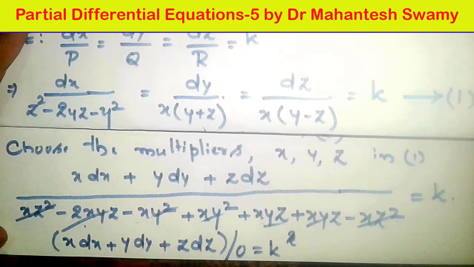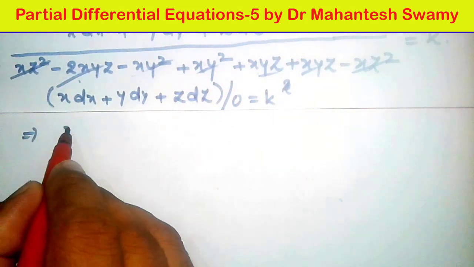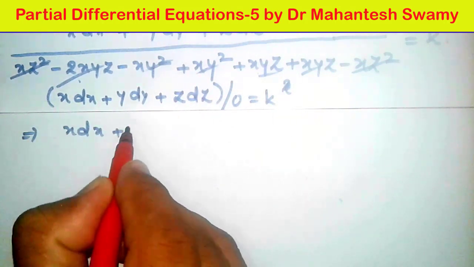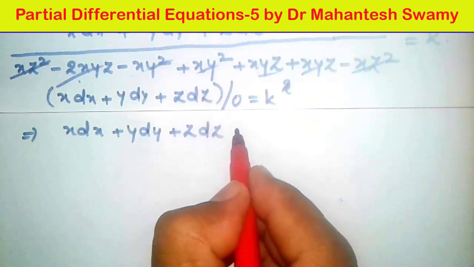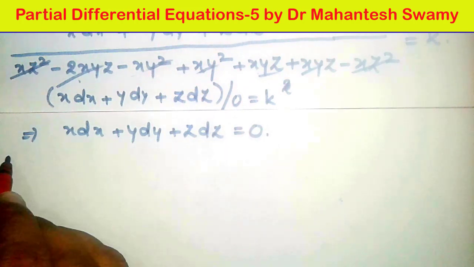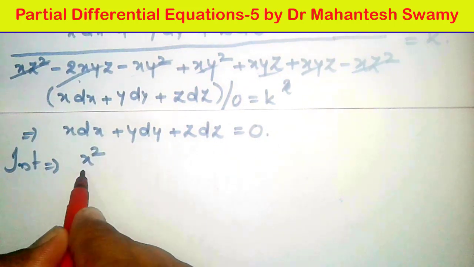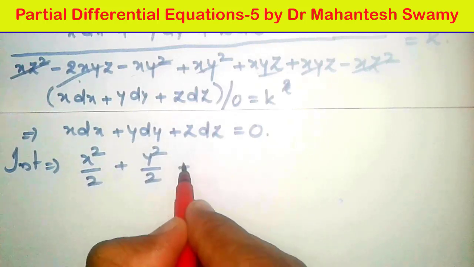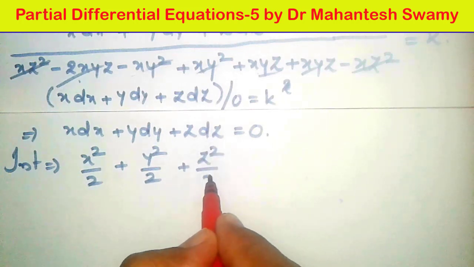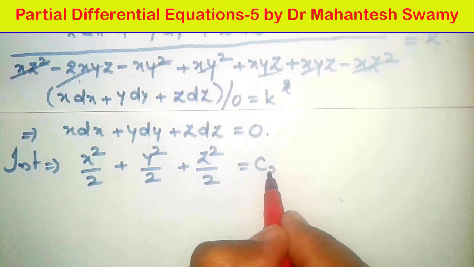So in the next step, let us transfer this 0 to the right hand side. So when we transfer this 0 to the other side, it is looking like x dx plus y dy plus z dz equals k into 0 is 0. So now it is very easy to integrate. When we integrate x with respect to x, it is x square by 2 plus y square by 2 plus z square by 2, the third one. And on RHS, 0 integration is 0 plus some constant of integration c2.